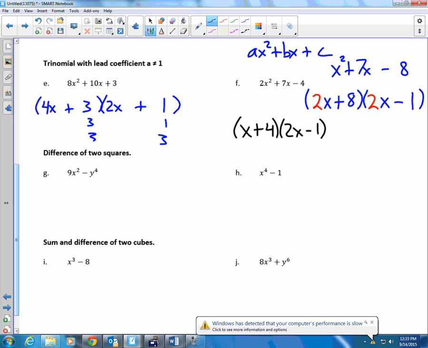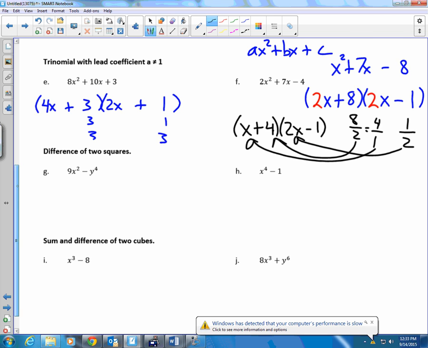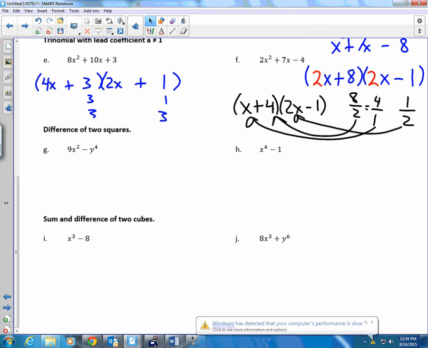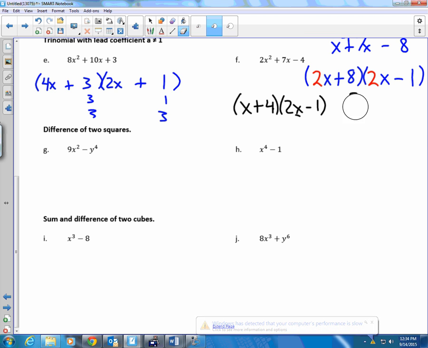So what do I do? 8 over 2? 8 over 2 is the 4. Oh, it is 4 over 1. So the 4 goes there and the 1 goes there. And then this one is 1 over 2. So the 1 goes there and the 2 goes there. Whatever. I like my way.